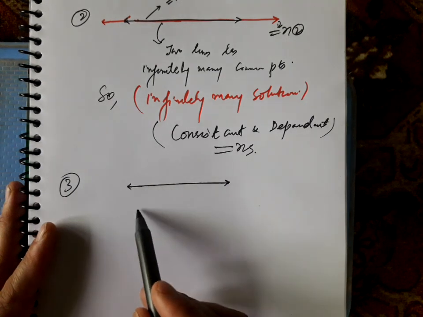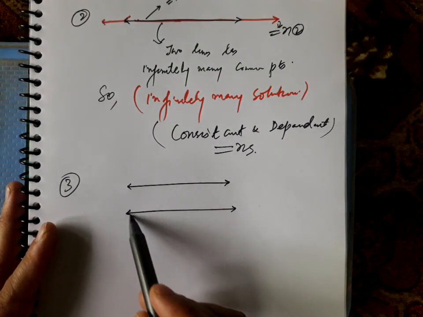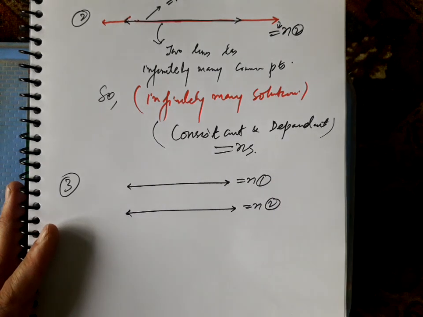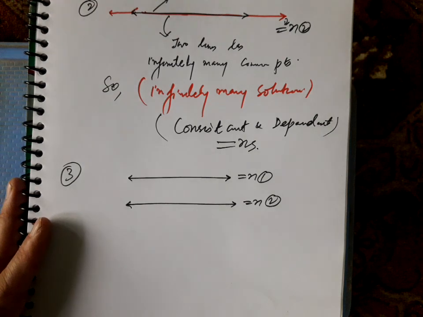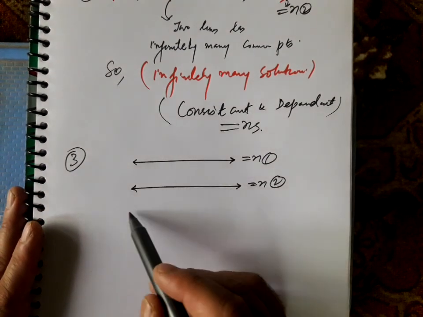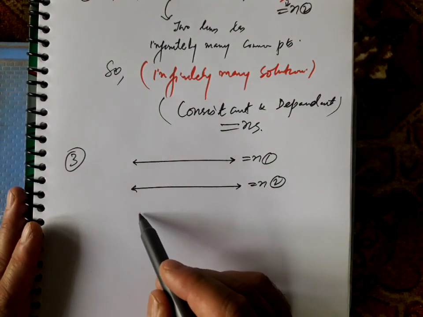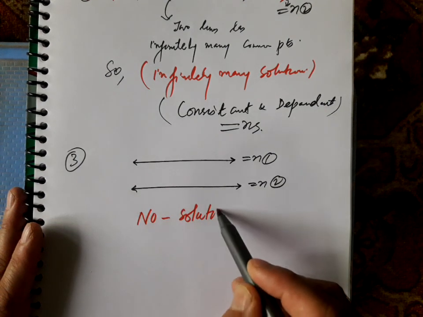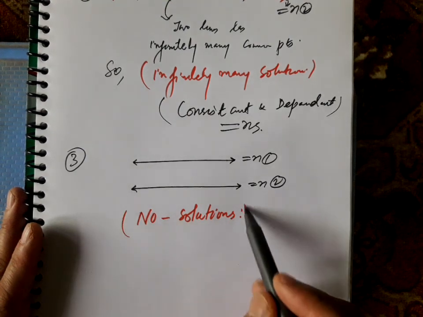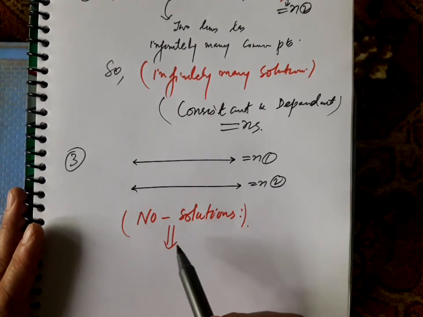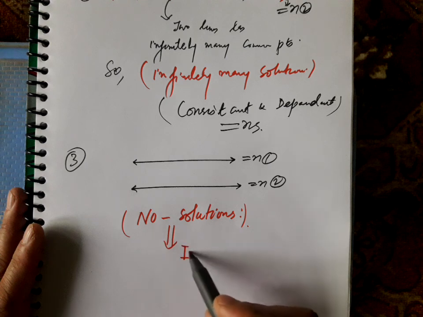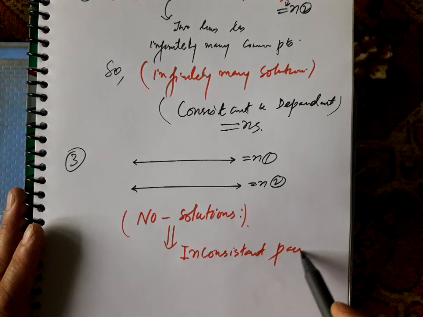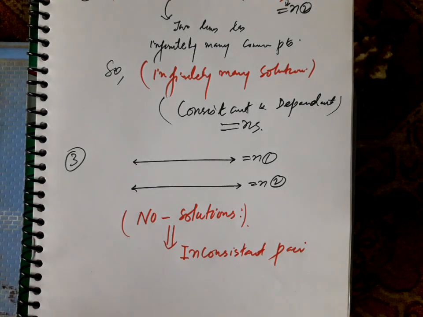And then in the third case, if the lines, that is the graphs of two equations, are parallel lines like this, so it is equation 1, for example it is equation 2, then the two graphs do not meet at all. In this case no solutions can occur. The two lines will have no solutions, and the pair of equations is said to be inconsistent. We call them an inconsistent pair.